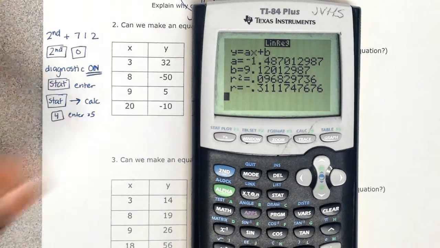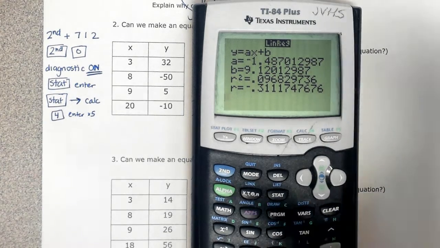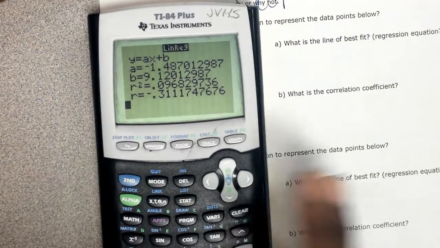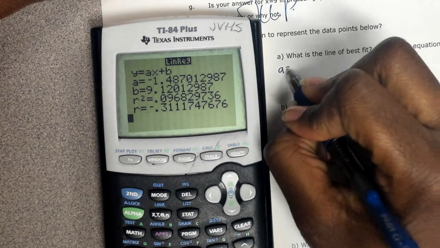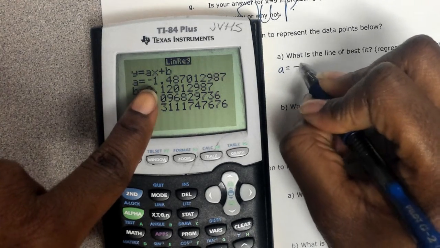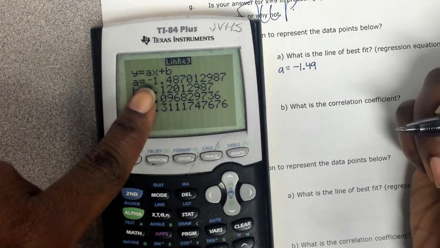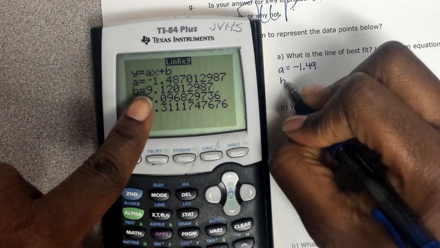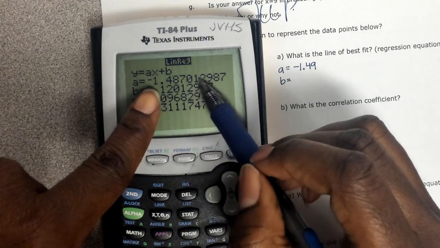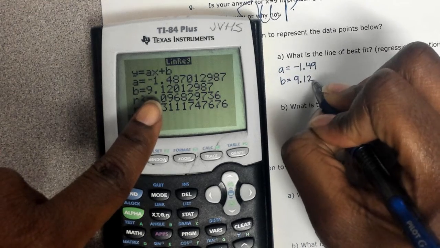Then all of this mess pops up, okay? Out of all this mess, we're going to be happy that it gives us some information here. We need the A. Write down what your A is. The A is negative 1.49 if you're rounding correctly. The B is, yeah, well, we have to round because ain't nobody got time to be writing all these numbers, okay? 9.12.